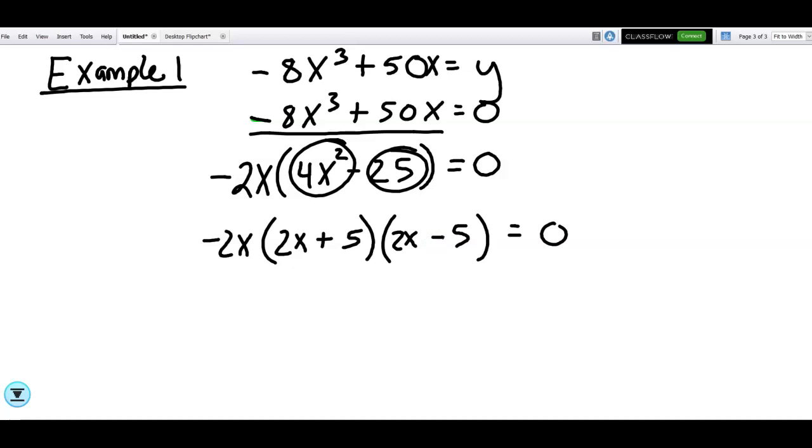Let's move on to step 1c. Step 1c is where you take your factors and you set each one of them equal to 0, and then you solve. So for the first one here, we're going to divide both sides by negative 2, and that's going to end up giving us 0 as an answer.